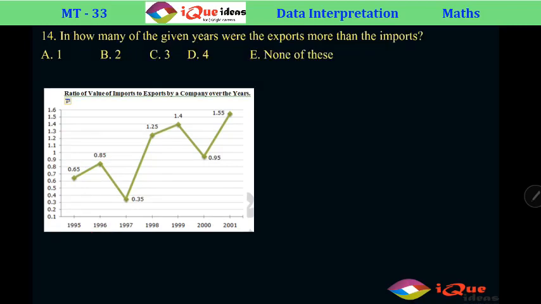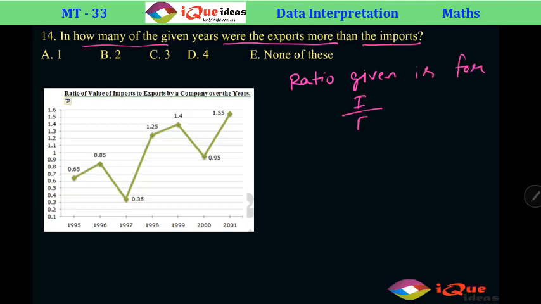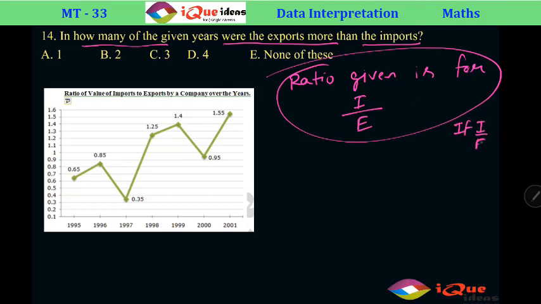Now this one, the last one of this set, it says in how many of the given years were the exports more than the imports? Here the ratio given is for import to export. Understand this, right? So if the ratio is more than 1, if import upon export is more than 1, that means import would be more than export. Similarly, if import upon export is less than 1, that would mean import is less than export.